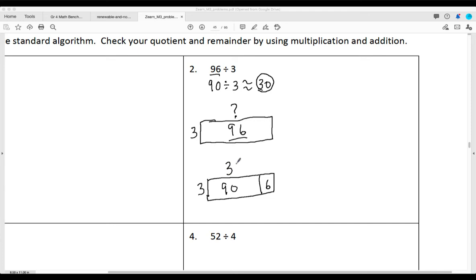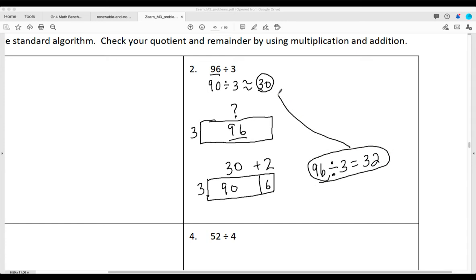What times 3 gives me 90? Well, that's 30 at the top there. And then what times 3 gives me 6? That would be 2. And you can see, here's my quotient right here. 30 plus 2 equals 32. So my answer to this problem, 96 divided by 3, if I look right here at my width, it's 32. That's my answer, and it's very reasonable.